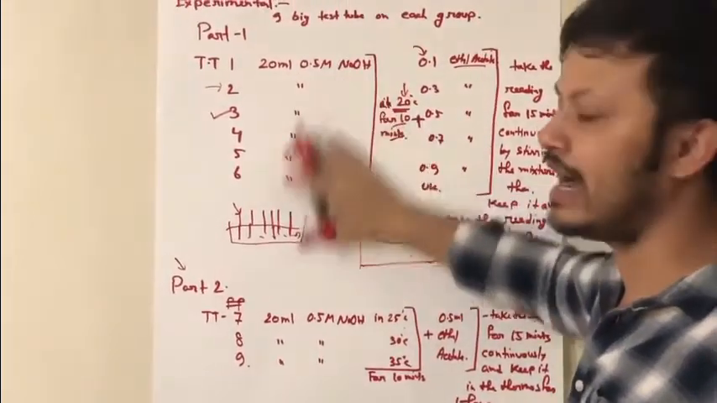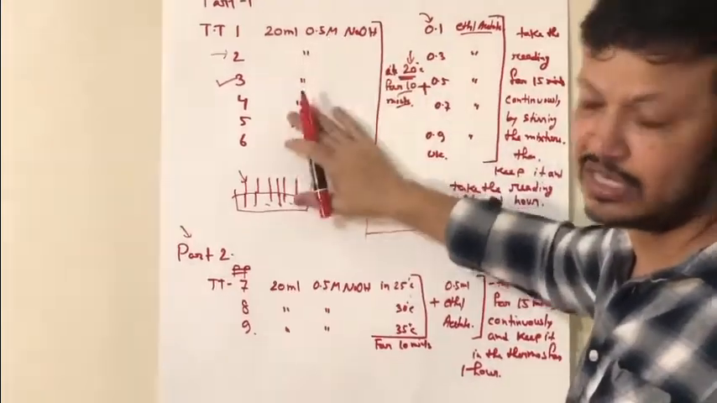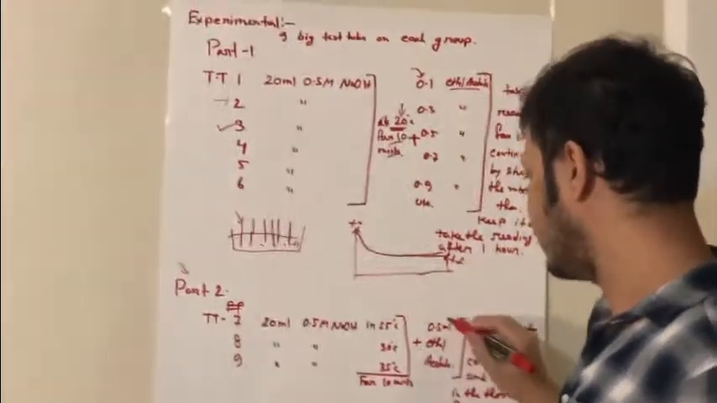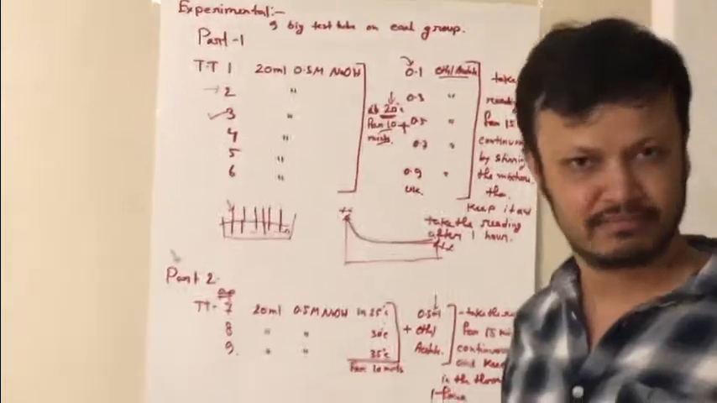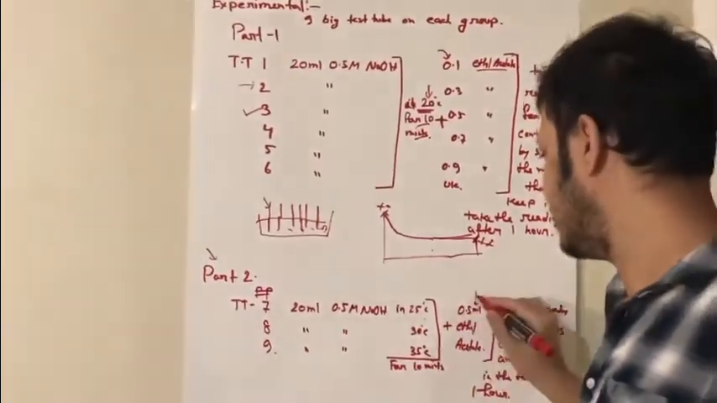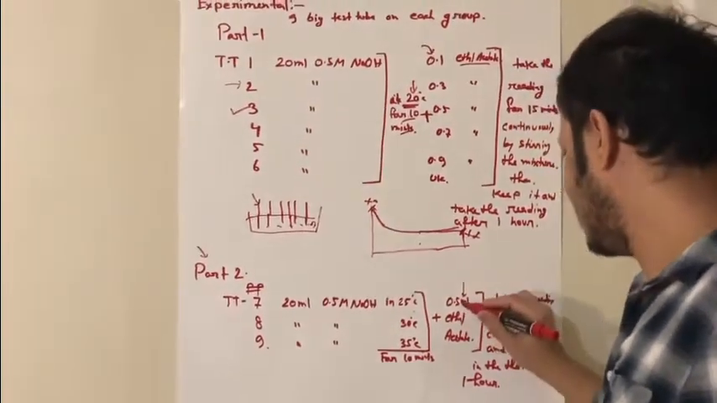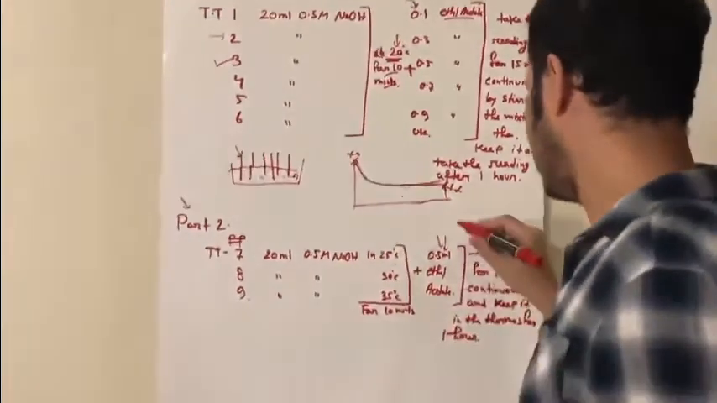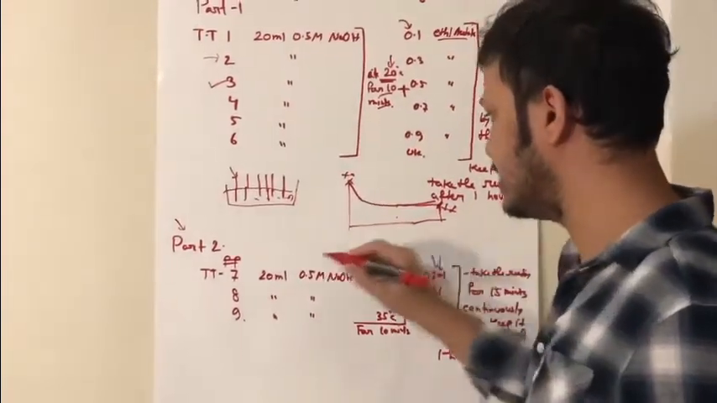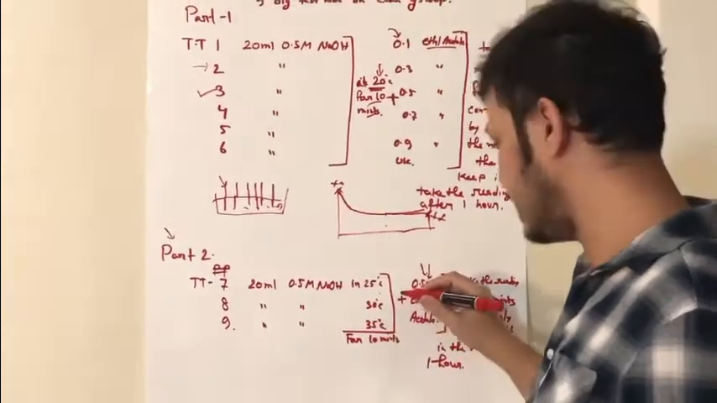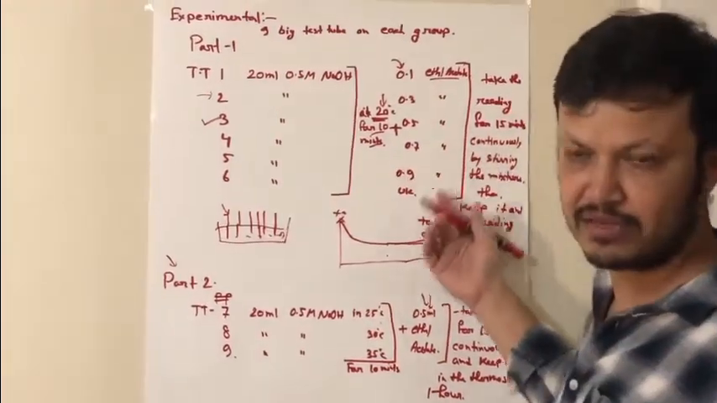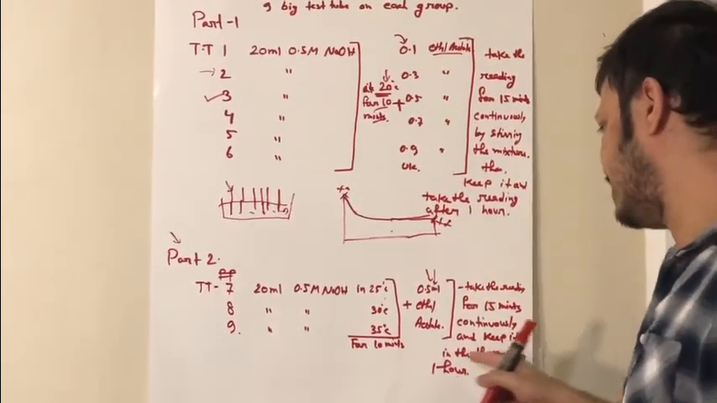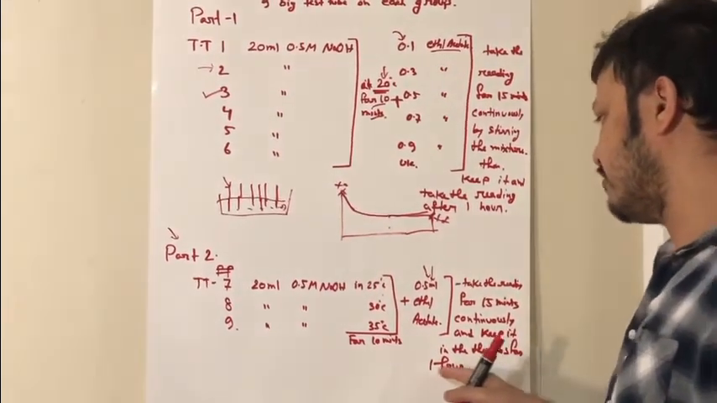Here we kept the temperature constant before. Here we change the temperature, but the amount of ethyl acetate will remain constant. Clear? The amount of ethyl acetate will remain constant. So we are going to add 0.5 ml of ethyl acetate to test tube number 7. Then do the same thing again: take the reading for 15 minutes continuously and then keep it in the thermostat for 1 hour.